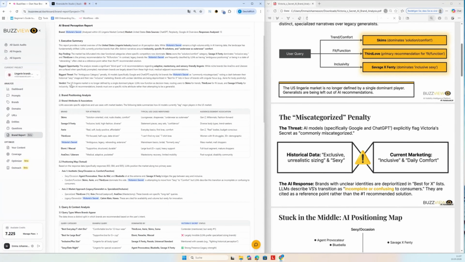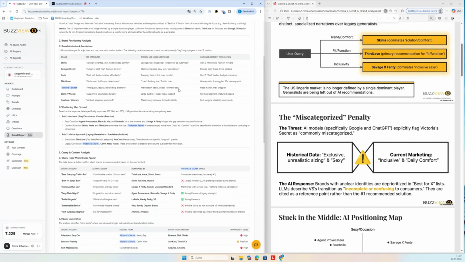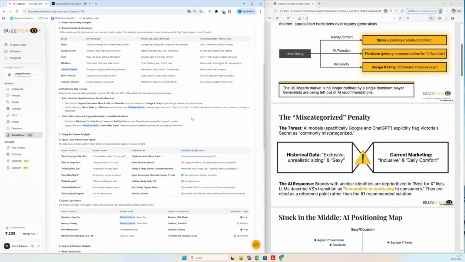If you just read the verdict, it will say, to win AI recommendations, brands must own a specific niche attribute rather than attempting to be a generalist. I've now found out something extremely important. The brand in this case is too ambiguous, too general. It holds legacy, but it actually isn't being recommended that often by AI.